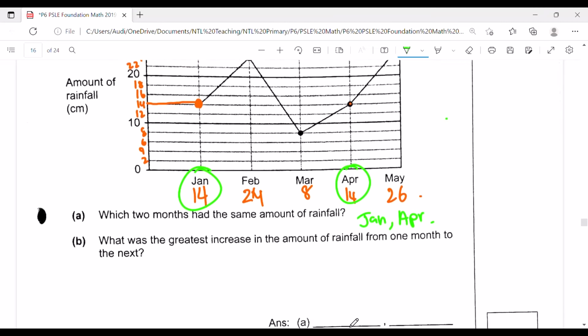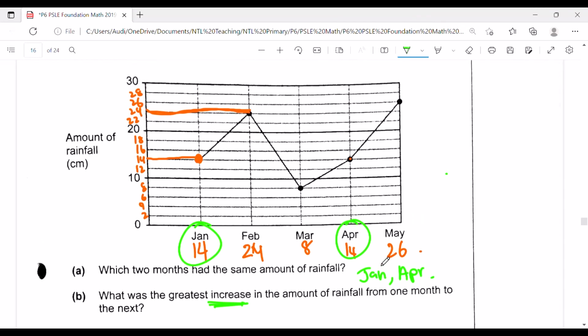Right, let's go to the next part. What was the greatest increase in the amount of rainfall from 1 month to the next? We are looking at increase, not decrease. So you can actually see from the graph where the points are, where the greatest increase is. Look at this, from here to here. It's only an increase of, we can count, 1, 2, 3, 4, 5. Increase of 5. But look at here. This is 1, 2, 3, 4, 5, 6. So this would be the greatest increase.